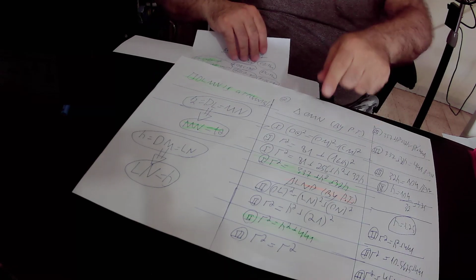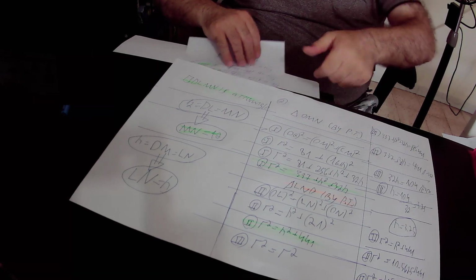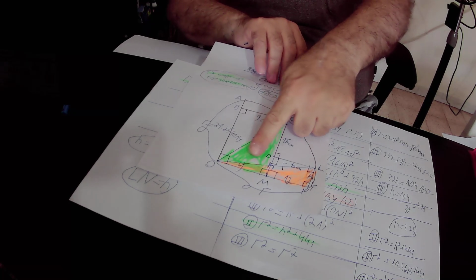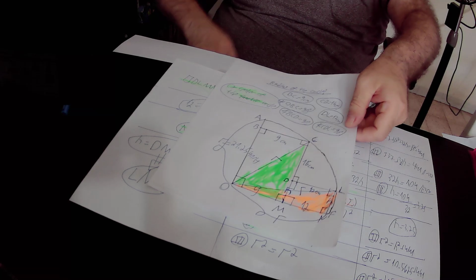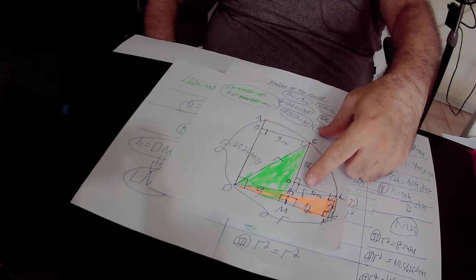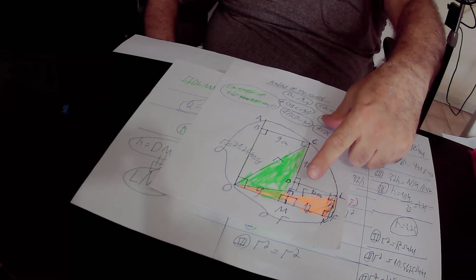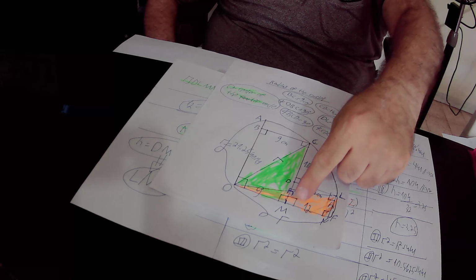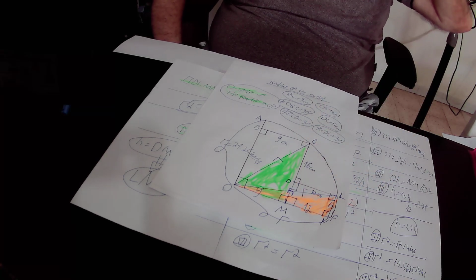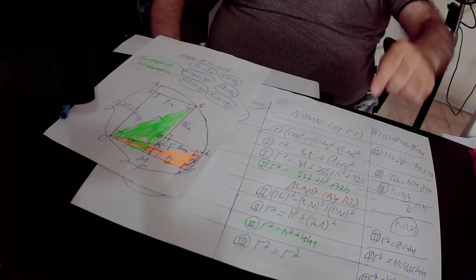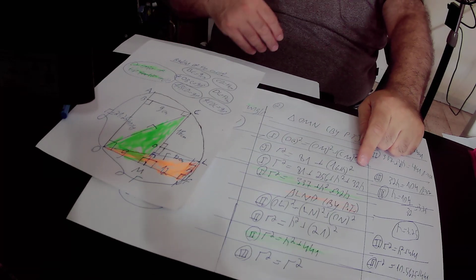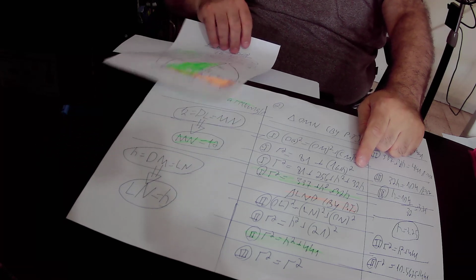OC equals R, therefore OC square is R square. OM equals 9, therefore OM square is 9 square, that is 81. And what is the value of CM? CM equals CD plus DM. That is to say, CM equals CD, that is 16, plus DM, that is h. So in total, CM equals 16 plus h. If CM equals 16 plus h, it means that CM square equals (16 plus h) square.